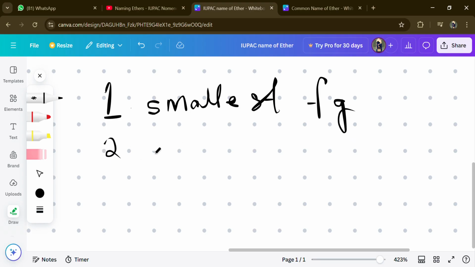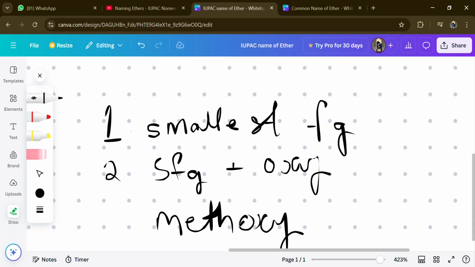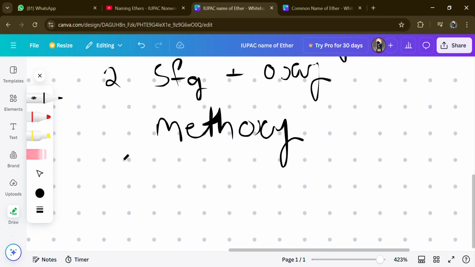Second, how will you name the smallest functional group? I am writing here: smallest functional group, its homologous series like meth, eth, prop, but, plus oxy. Suppose our functional group is methyl, so we'll write meth plus oxy, methoxy. Just keep this in mind. We'll be practicing very soon.